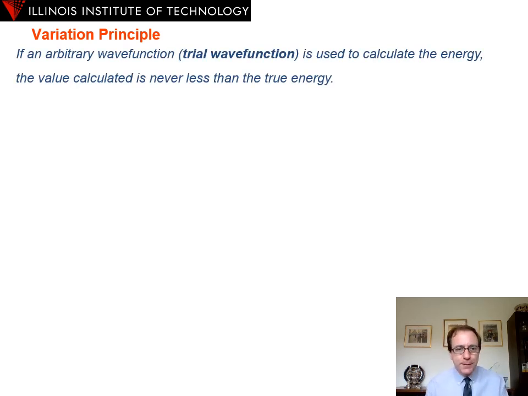Well, the variation principle says, and I'll just read this out loud, if an arbitrary wave function, which we will call the trial wave function, is used to calculate the energy, the value calculated is never less than the true energy. Never less than. It's a terrible way of using English, but it's a way of including zero when you do that. Okay, this is what it's saying. That we're going to have a trial wave function, and we'll apply the Hamiltonian to that wave function to calculate its energy.